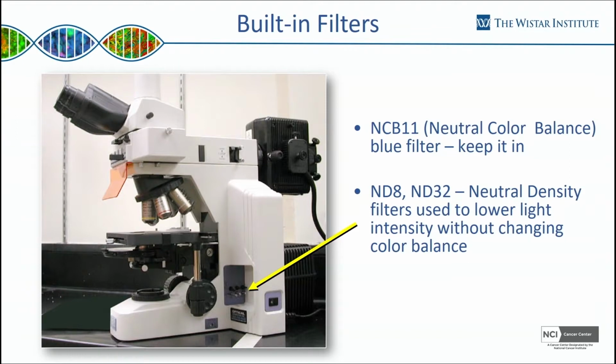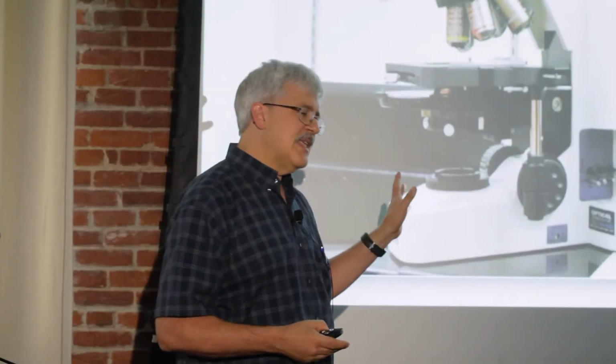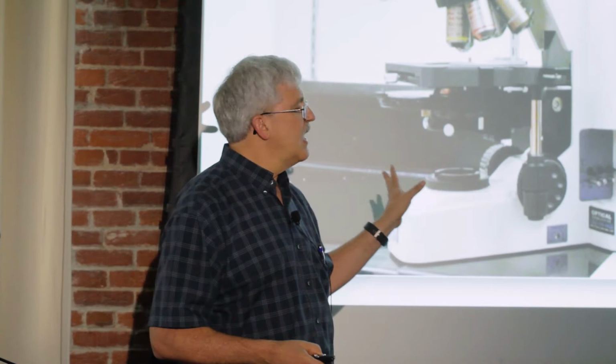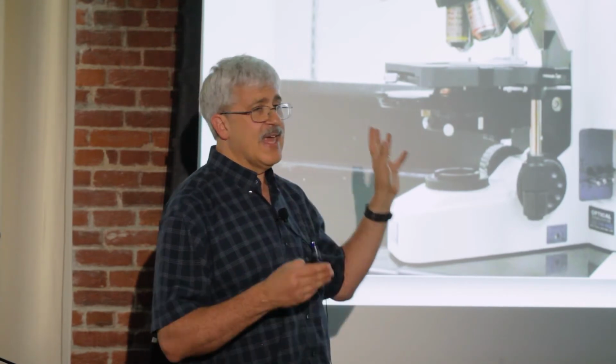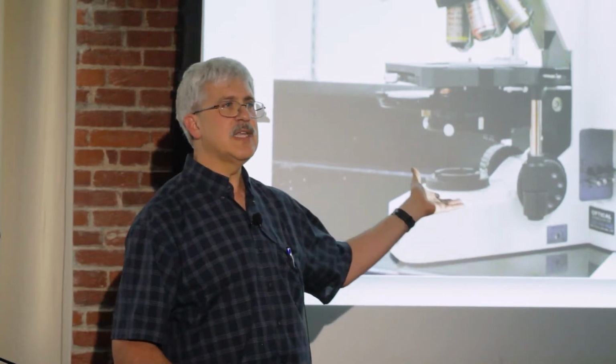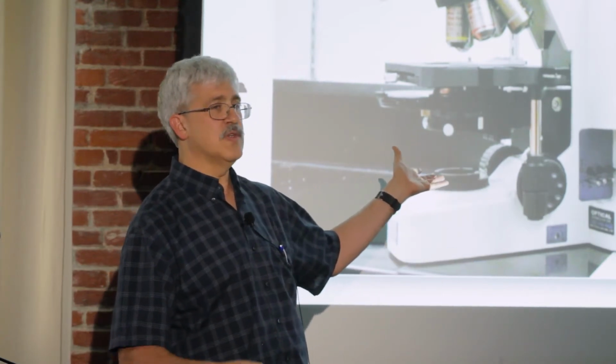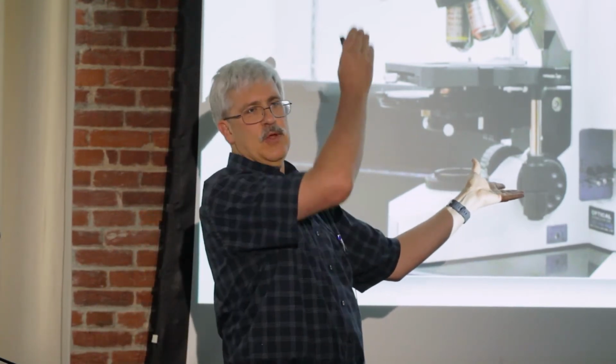Now there's also going to be, usually where you've got filters, you're also going to probably have a blue filter. That's fairly common in most microscopes. There's a blue filter in there. Nikon calls it an NCB11. It's a neutral color balance filter. Again, this kind of harkens back more to film days, where if you had daylight balanced film or you had tungsten balanced film, you're using a tungsten light source most of the time. And so if you use tungsten balanced film, you're perfectly fine.